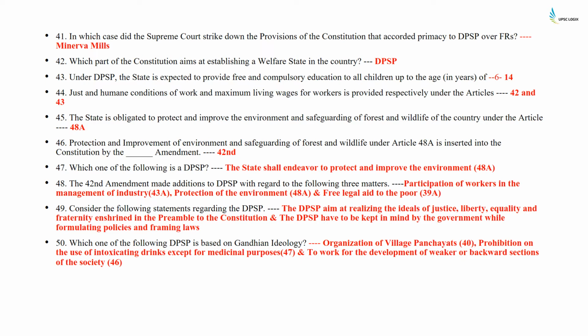Which part of the Constitution aims at establishing a welfare state in the country? Simple, directive principles of state policy. Under DPSP, the state is expected to provide free and compulsory education to all children up to the age of 14 years. And this was Article 45.